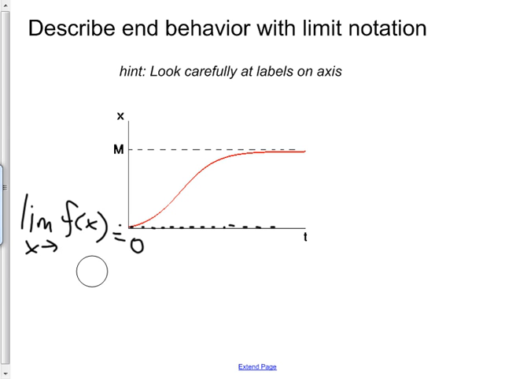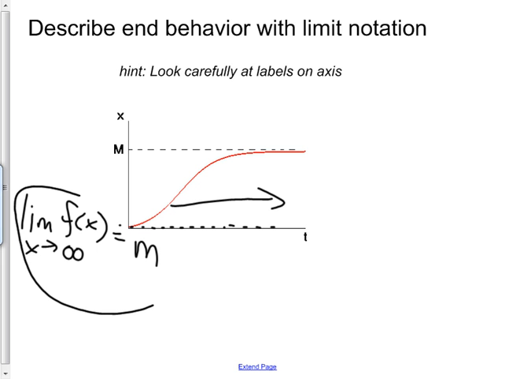Then how could I change this to do the right end? Well, then you're not going to negative infinity. The right end is like way over there, and that's positive infinity. And how high does it get? M. May feel weird to write a letter there, but that's the right answer. Got to get used to abstract answers.